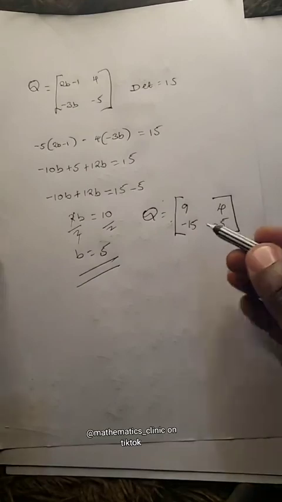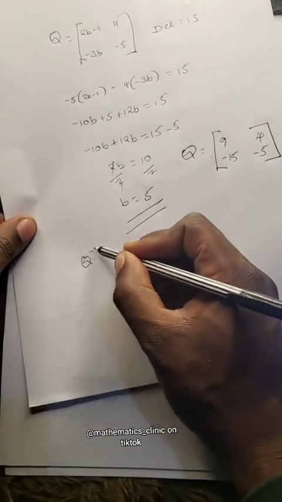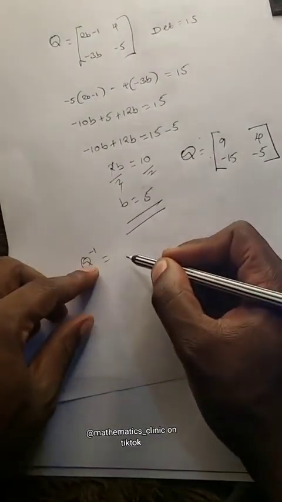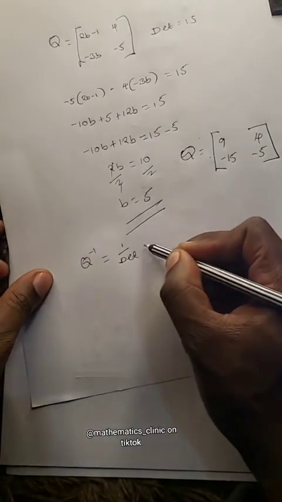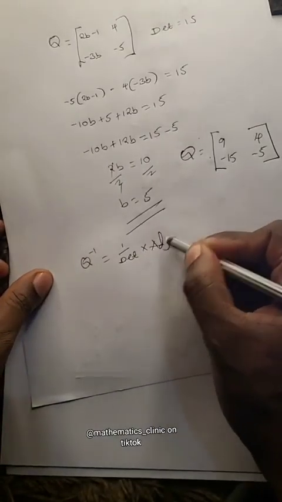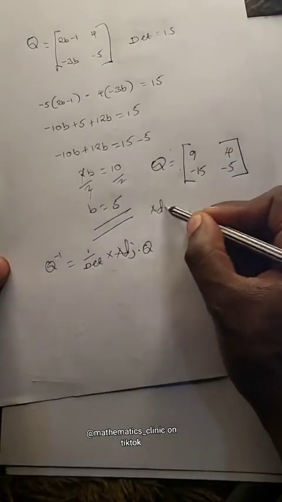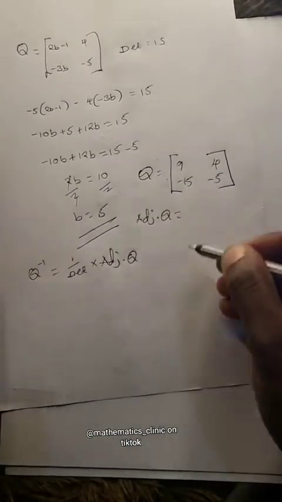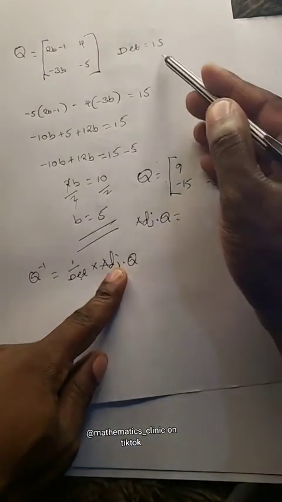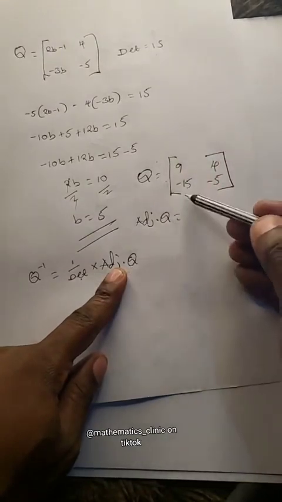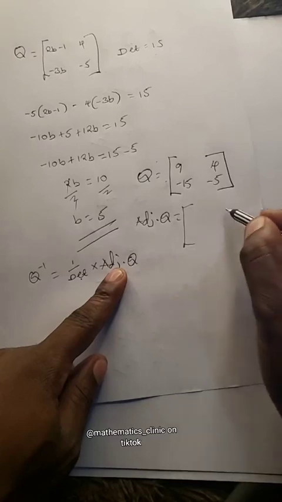Now that we have a normal matrix, we can easily find the inverse of that same matrix, which is the inverse of matrix Q equal to 1 over the determinant multiplied by the adjoint of matrix Q. So we are now going to find the adjoint of the same matrix Q. How do we find the adjoint? The determinant we were given is 15, but the adjoint we don't know, so we need to find it.